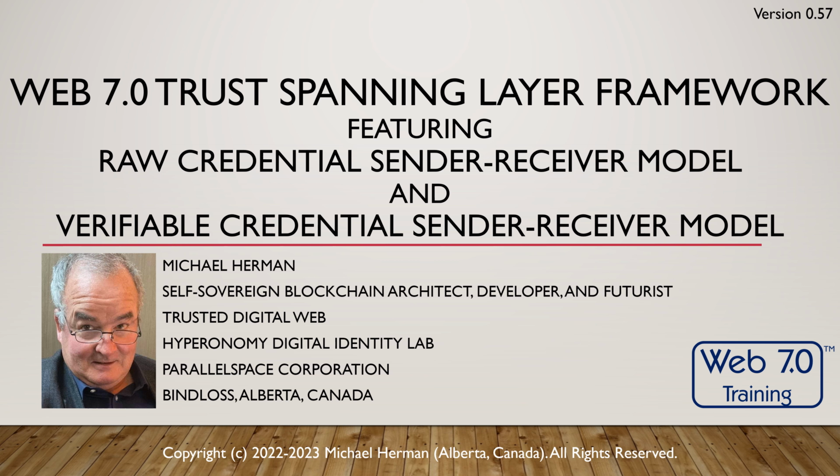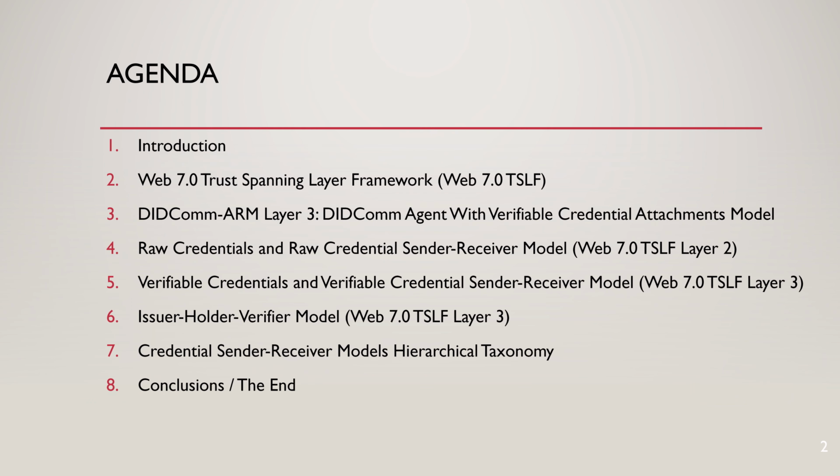It features two credential receiver models, the raw credential sender receiver model and the verifiable credential sender receiver model. So the agenda, after a quick introduction, we'll talk about what the Web 7.0 version of the Trust Spanning Layer framework looks like. Of course, it needs to have an acronym, TSLF. As a bridge from the previous presentation on the DIDCOMM HTTP profile for the TOIP framework, we'll revisit the DIDCOMM Layer 3 mapping.